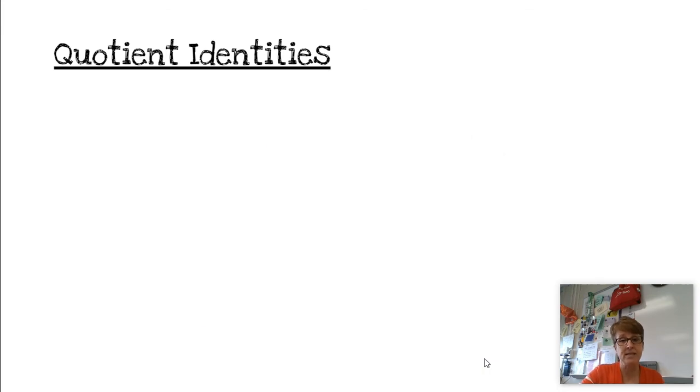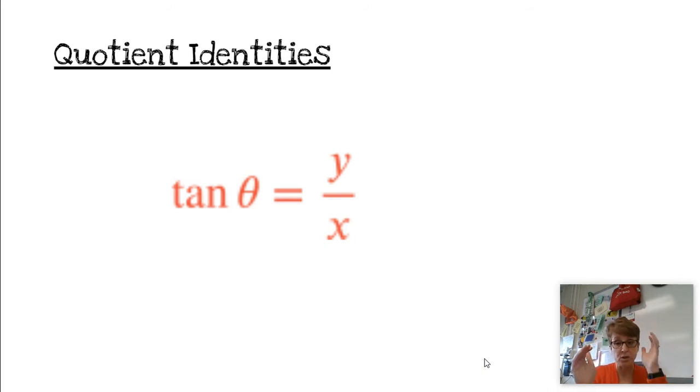Okay, the next identities are called quotient identities. Again, this is something that maybe we haven't formalized, but I'm thinking it'll be an easy jump to where we've been. So a quotient we know is just a fraction or a division problem. So I'm going to start with tangent. We already know that tangent is equal to y over x. We've done unit circle stuff. Anytime we had an ordered pair, we took the y over the x and we had our tangent.